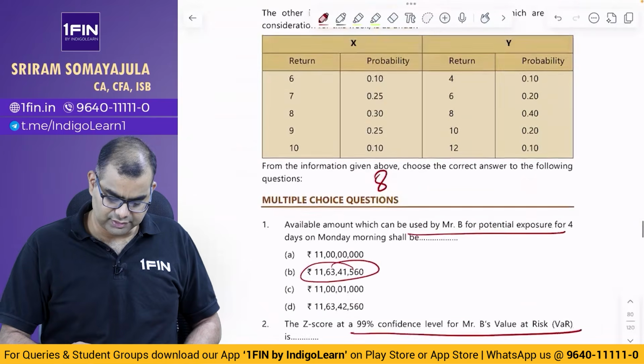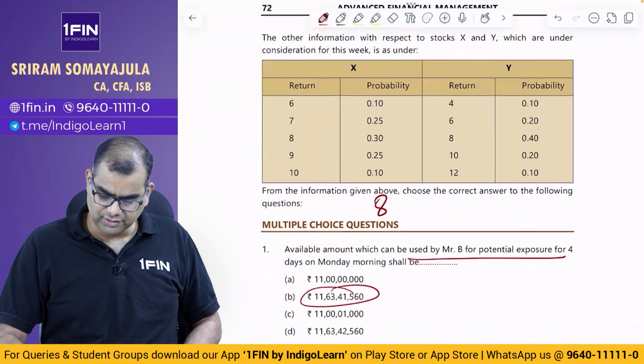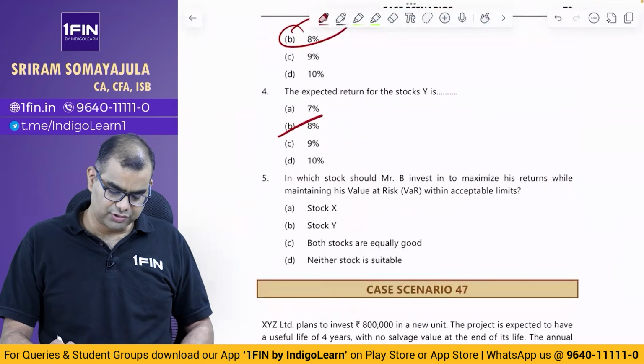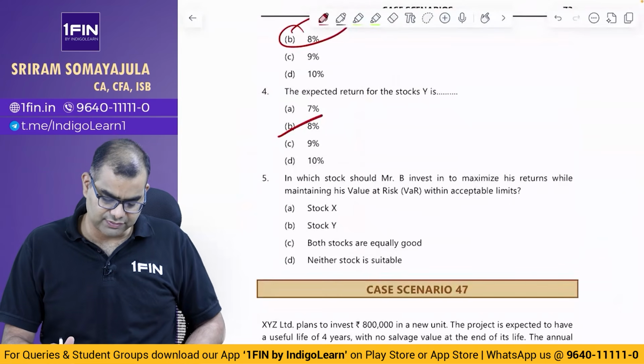Expected return for Y. I think Y is also 8 only. 4 into 0.1 is equal to M plus, 6 into 0.2 is equal to M plus, 8 into 0.4 is equal to M plus, 10 into 0.2 is equal to M plus, 12 into 0.1 is equal to M plus. You get 8. In which stock should you invest to maximize returns while maintaining its value at risk?